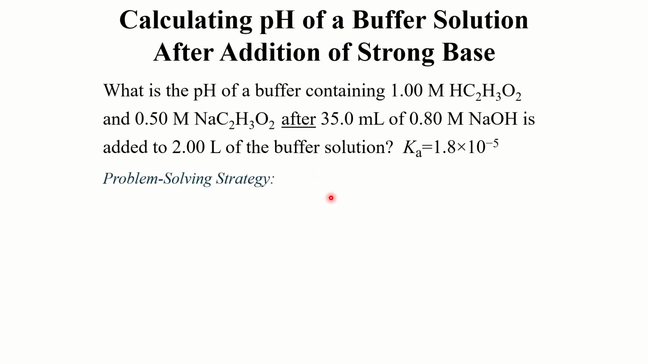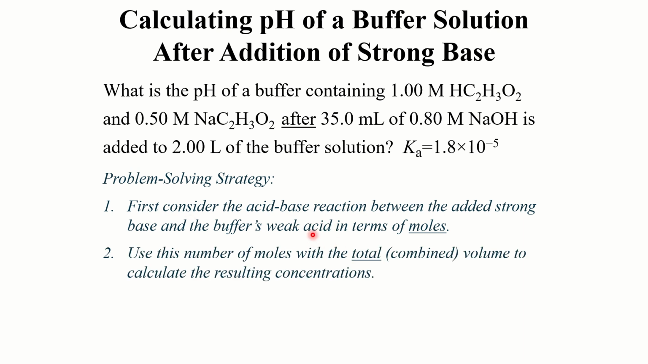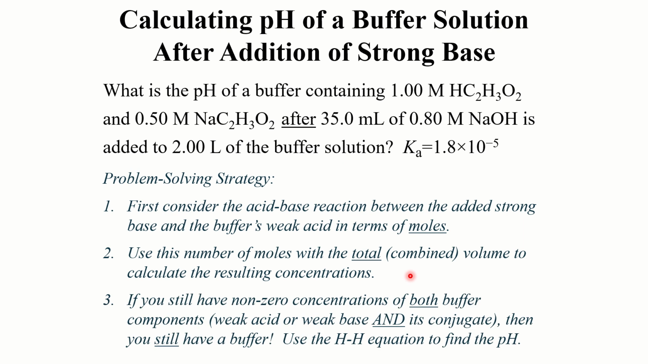Okay, so our problem-solving strategy here is first, we're going to consider the acid-base reaction between the added strong base, the sodium hydroxide, and the buffer's weak acid. It's helpful to do this in terms of moles to make things easier. Then you should use this number of moles with the total new combined volume. Note that you have got that addition of the base to the buffer solution, so you need to find the combined volume to calculate the new resulting concentrations.